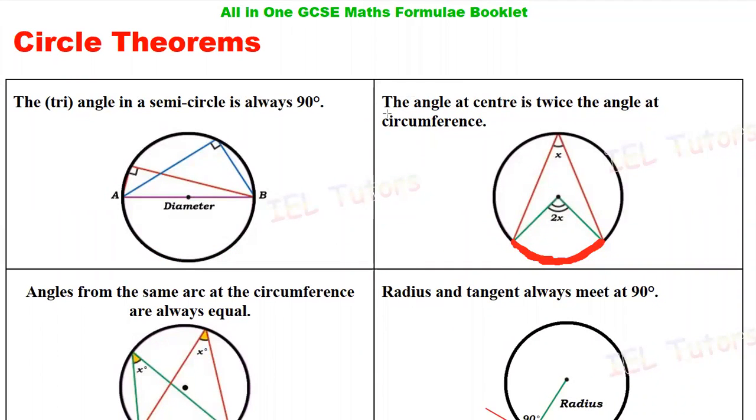Moving to the next circle theorem, it says the angle at the center is twice the angle at the circumference. So from the same arc, if we draw one angle at the center and another angle at the circumference, the angle at the circumference will be half the size of the angle at the center.